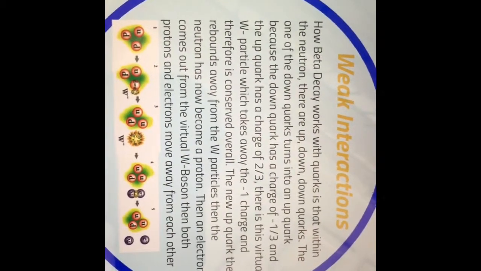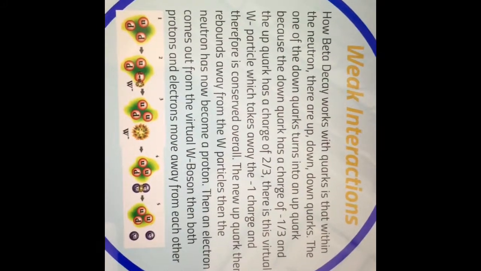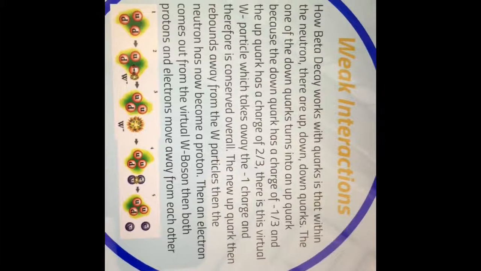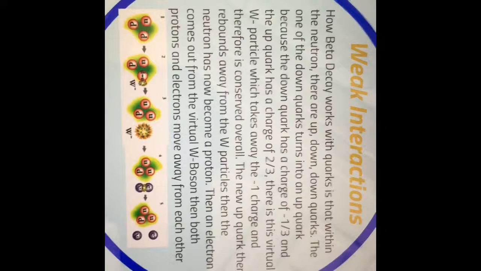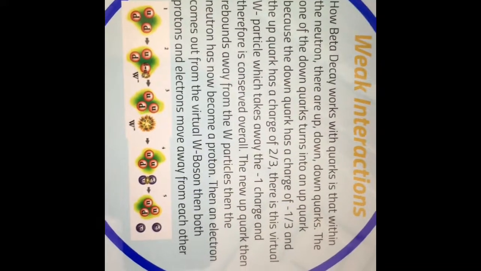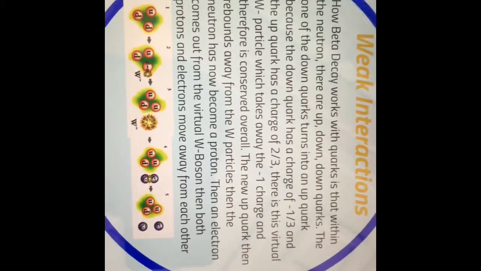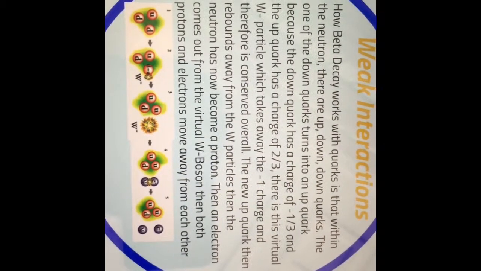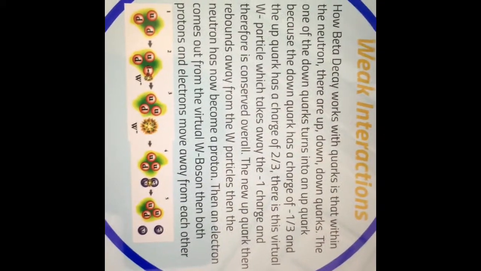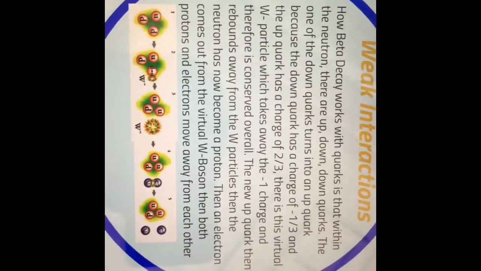Weak interactions. How beta decay works with quarks is that within the neutron there are up-down quarks. One of the down quarks turns into an up quark because the down quark has a charge of -1/3 and the up quark has a charge of 2/3. There is a virtual W particle which takes away the -1 charge and therefore charge is conserved overall. The new up quark then rebounds away from the W particle, and the neutron has now become a proton. Then an electron comes out from the virtual W boson, and then the proton and electron move away from each other.